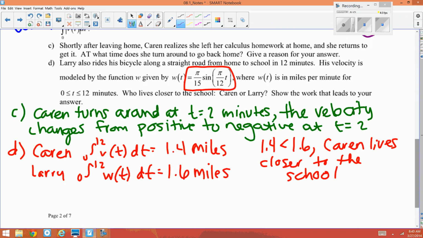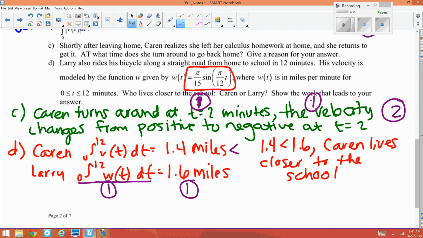Part C, just for saying what time, you get 1 point there. What time that she turns around, and then why, you get another point. So 2 points for part C. So that means D holds 3 whole points. You get 1 point just for writing this integral here. You get 1 point for getting his distance, okay, and 1 point for getting hers and explaining that she lives closer. So that gives us our 9 total points.